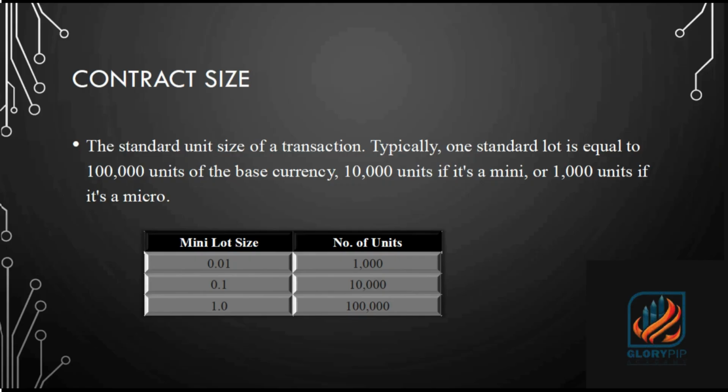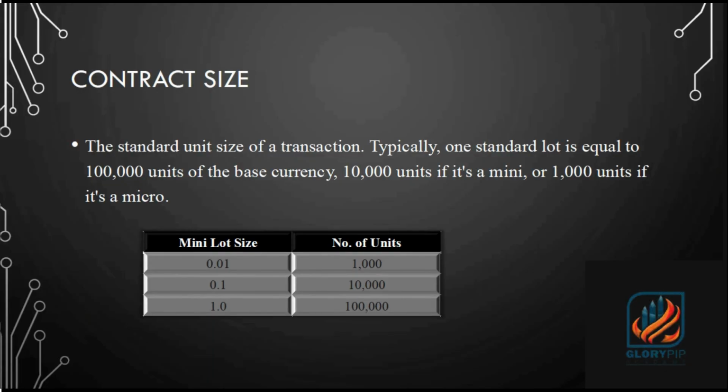Okay, so types of lot sizes. There are three common types of lot sizes that you will use in trading. Standard lot equals 100,000 units of base currency, mini lot 10,000 units, and micro lot 1,000 units. The base currency is the first currency in the pair. So in Euro USD, if you open one standard lot, you are trading 100,000 euros against the US dollar.